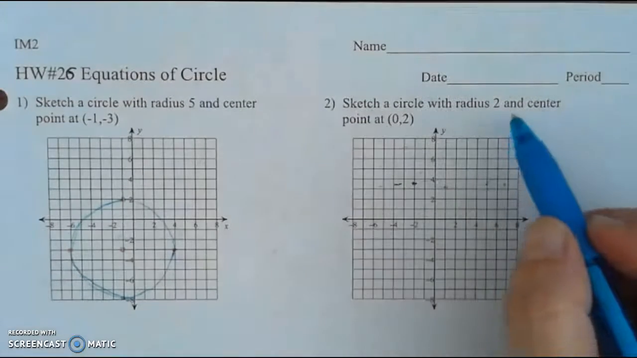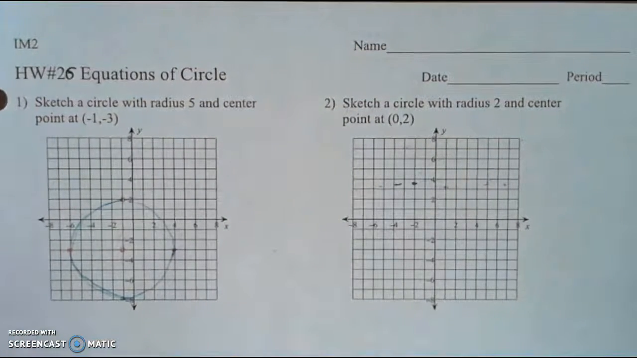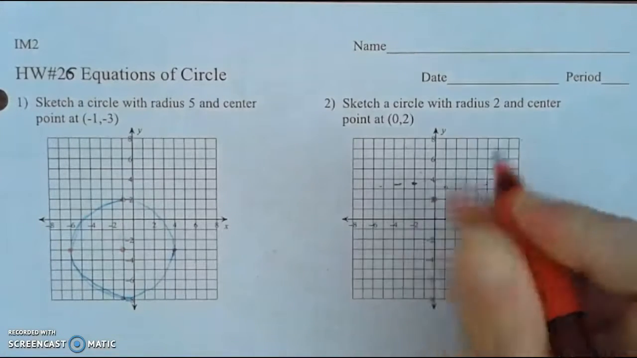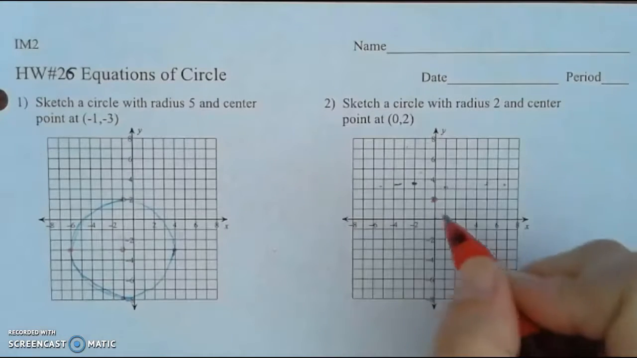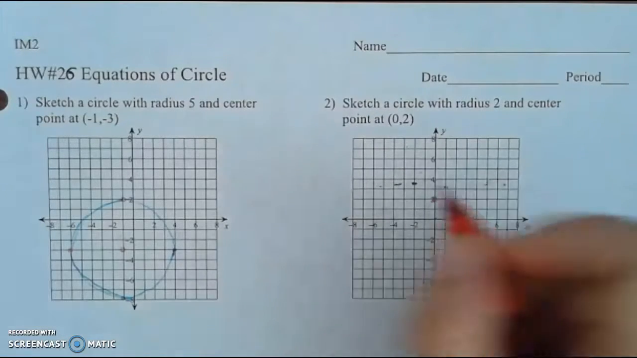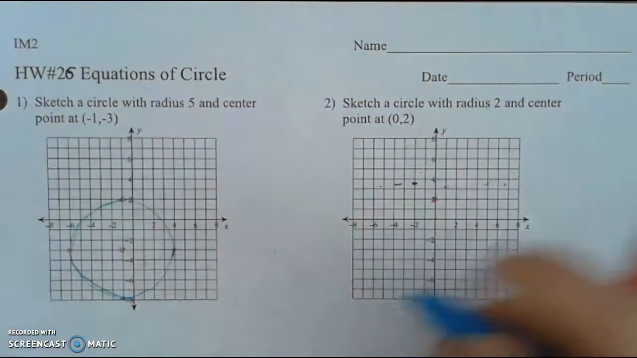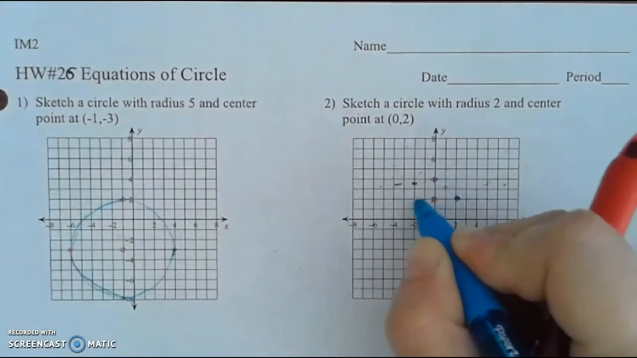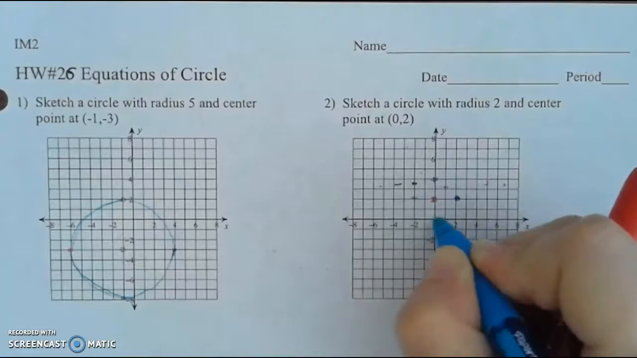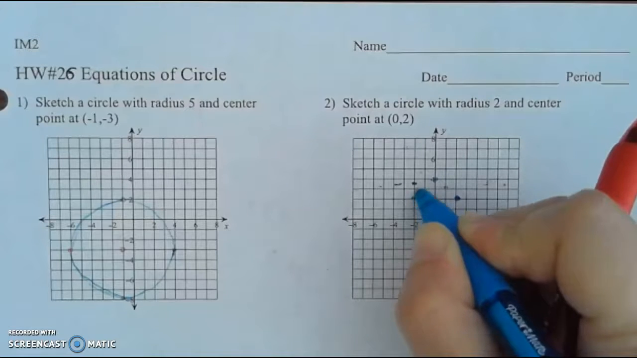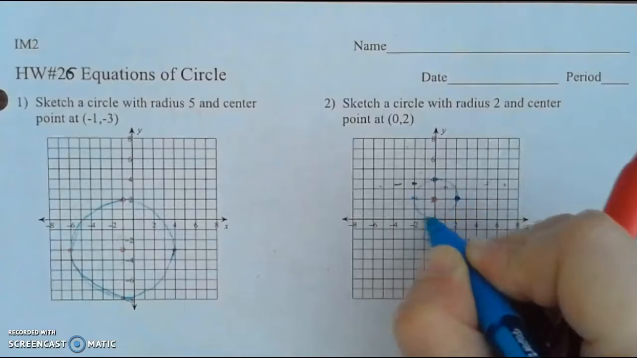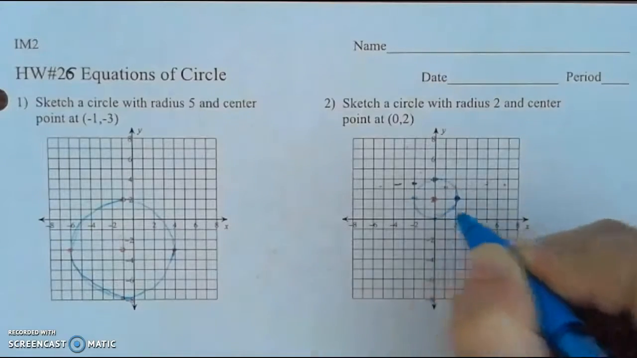Sketch the circle with radius 2 and center point (0, 2). Where is my (0, 2)? 0 is my x, 2 is my y. So that's my center. Then from here, I am going to move 2 to the right. 2 to the right is here, 2 up, 2 left, and 2 down. So it's a much smaller circle.